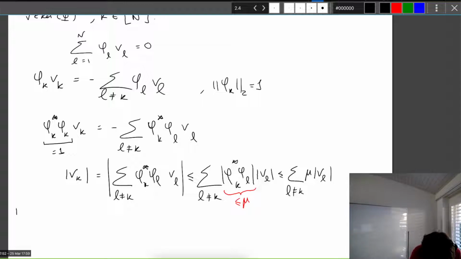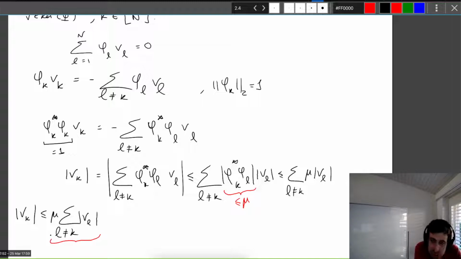Okay, so what do I have really? Let's rewrite this here now. Vk is smaller or equal than the sum L different than K. Let's move the mu outside, this will be nicer. Mu times the sum over L not equal to K of VL star. Okay. But what is this sum? This sum is almost the L1 norm of V. It's just missing VK. This is just the L1 norm of V minus VK. That's it, right? And so this is equal to mu times the L1 norm of V minus VK.